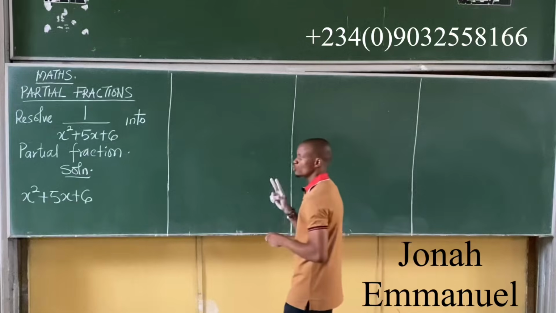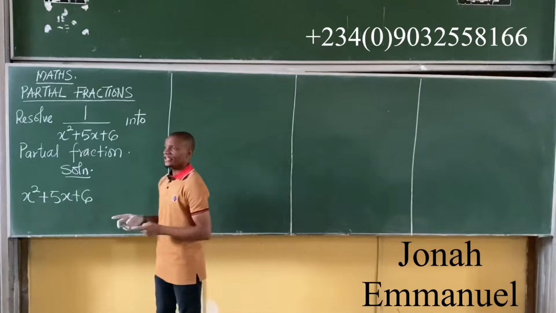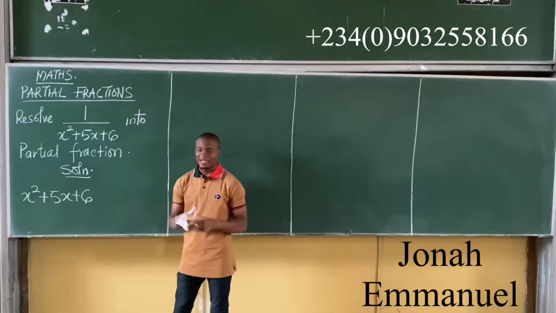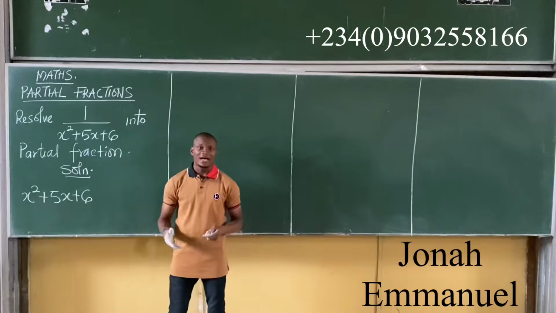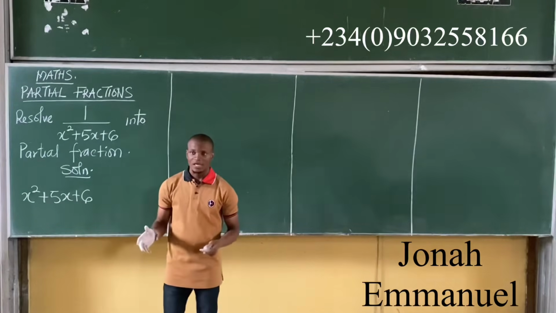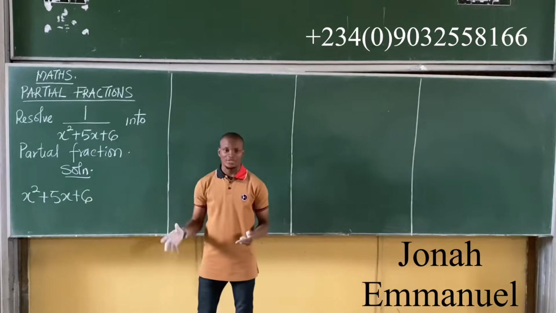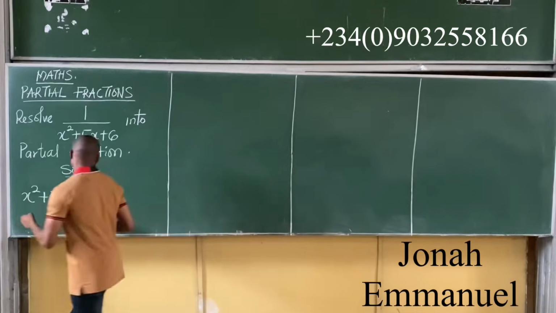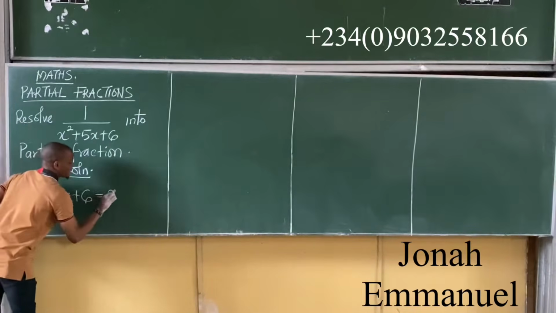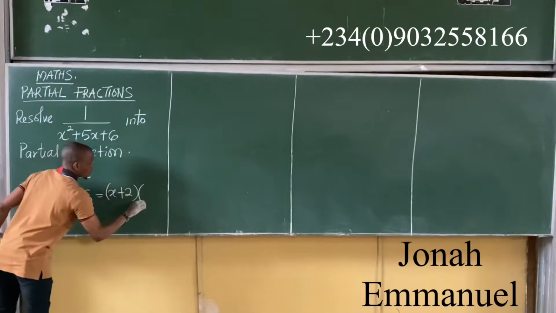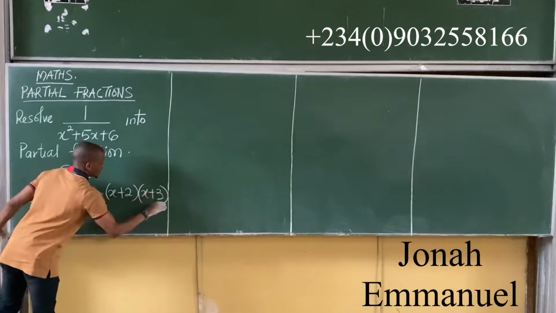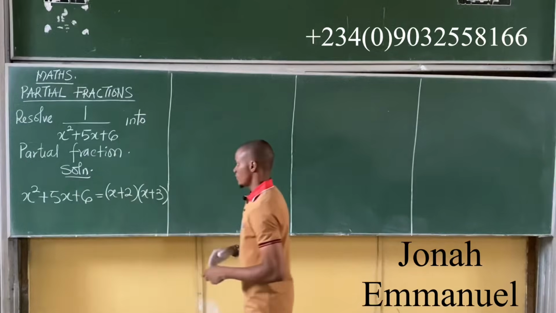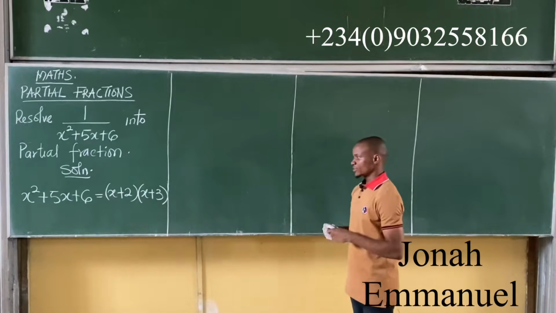That means I'll look for 2 numbers such that if these 2 numbers add up, they'll give you 5, and if they multiply, they'll give 6. The numbers are plus 2 and plus 3. If I add 2 and 3, both positive, I'll have 5. If I multiply 2 and 3, I'll have 6. So this will now be equal to x plus 2 into x plus 3. So this becomes the roots of this equation, x plus 2 and x plus 3.